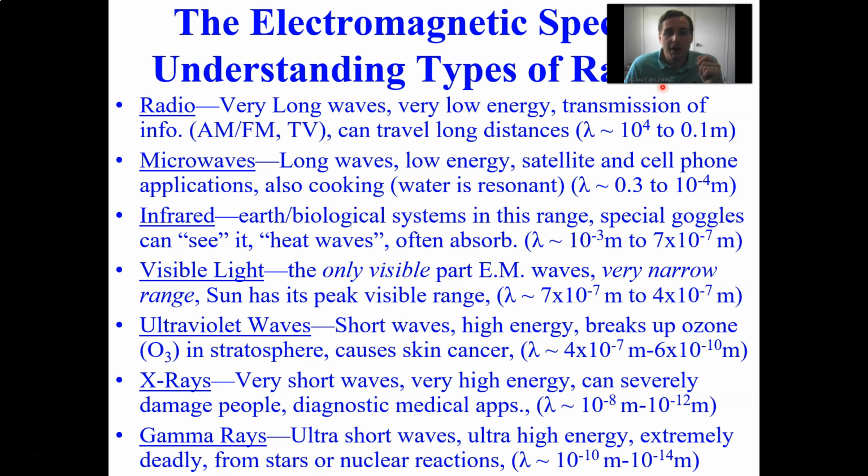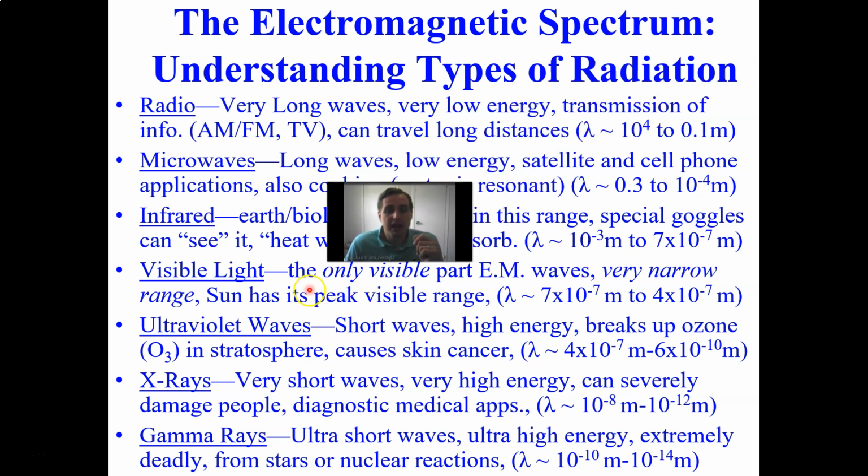Okay. How about visible light? Visible light is the only visible part of electromagnetic waves. The sun has its peak in the visible range. So there we go. Ultraviolet waves, UV, again, they're very short waves, high energy. They break up ozone in the stratosphere. Again, hence the ozone layer. X-rays are very short waves, very high energy. Again, diagnostic medical applications. And gamma rays are ultra short waves, very high energy, extremely deadly.